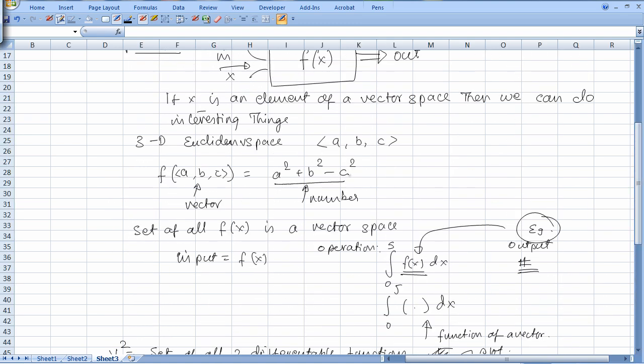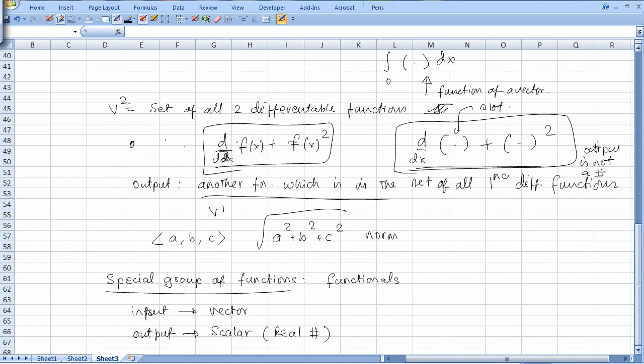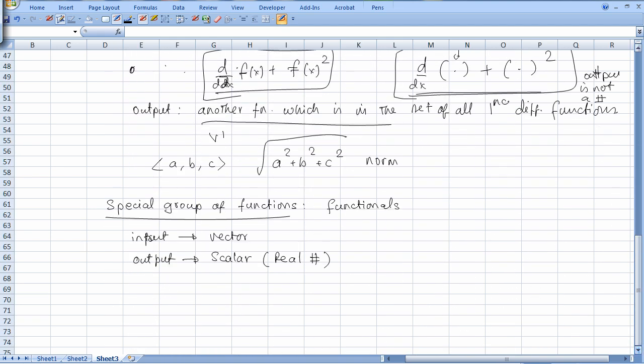For example, this is a functional. Input is a vector, output is a number. Okay, that's it. As far as we are concerned, this is a very useful functional because we can do all kinds of things with it. So functionals are very useful. I'll look at an interesting example. Vector space: the set of all twice differentiable functions.